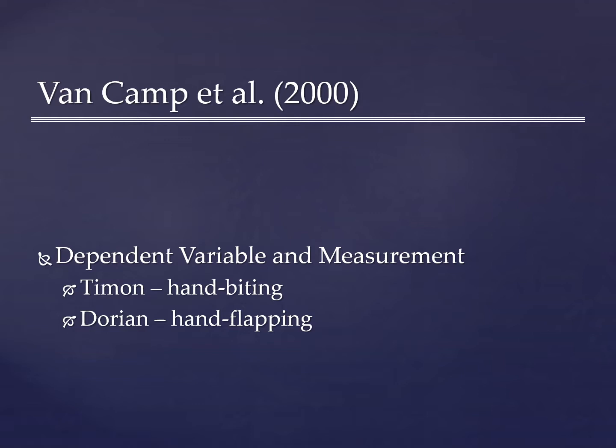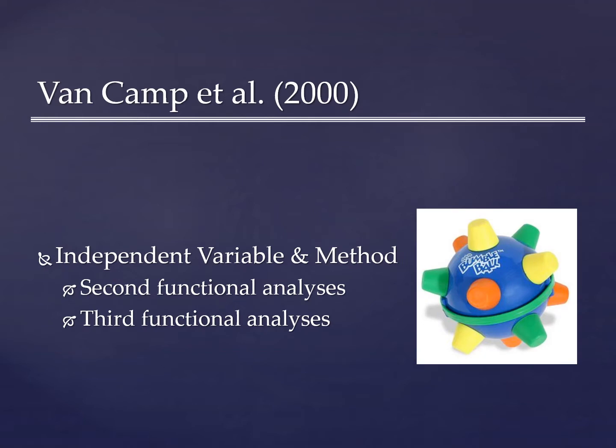Again, both participants were referred for specific behaviors that occurred during free time, interaction with others, and playing with toys. Timon engaged in hand biting, and Dorian engaged in hand flapping. The frequency of both behaviors were measured. We've already reviewed the first functional analyses for each participant.